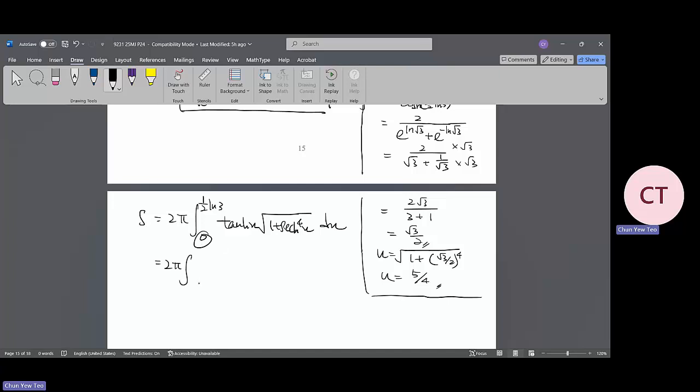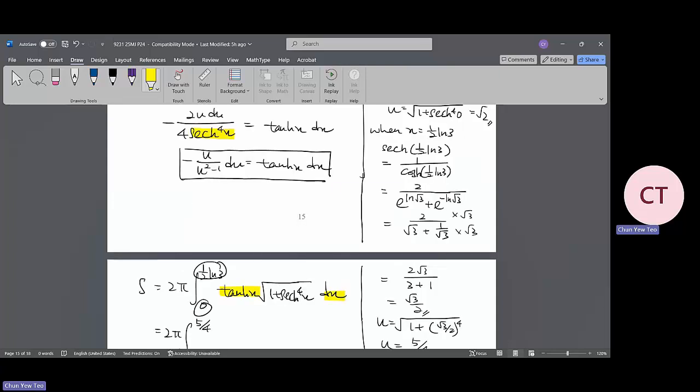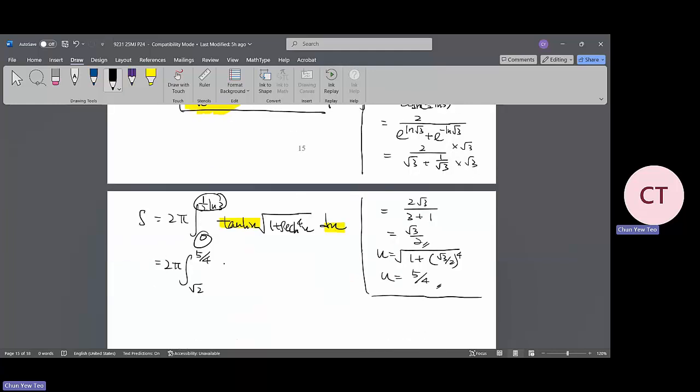This value you need to make it become 2. This value you will need to make it become 5/4. The tanh x and the dx will be a negative u over u² minus 1 du. Okay, so this will become a negative u over the u² minus 1 du. And as for this part, it's a u.